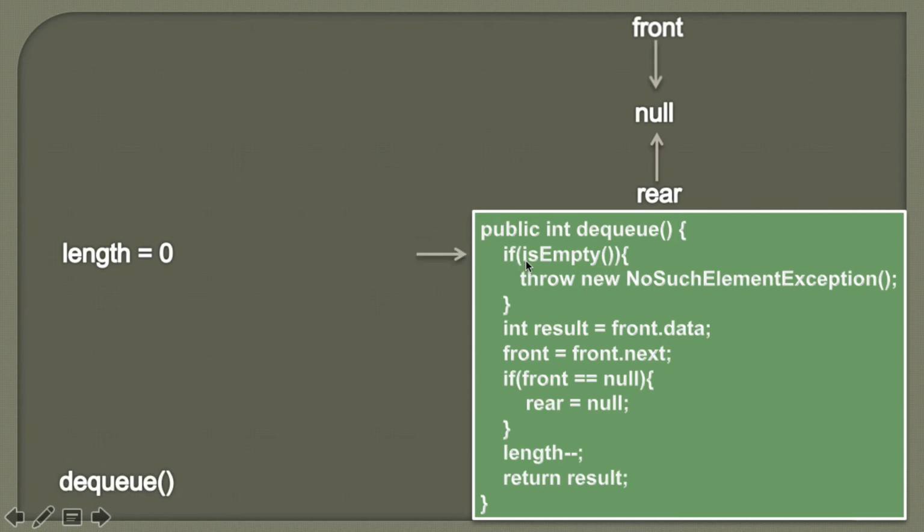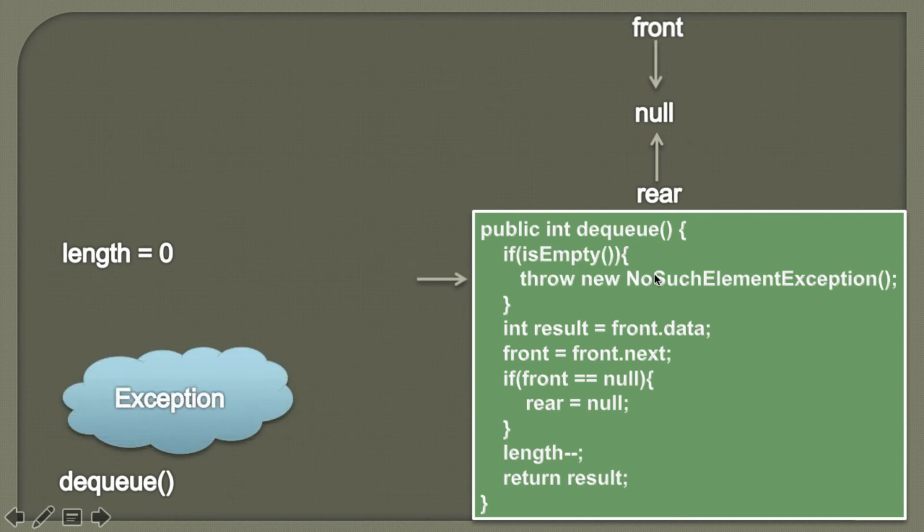So friends, if we again call the dequeue method, then the first step will check whether the queue is empty or not. Here you can see front is pointing to null, rear is pointing to null, and we also know that length is 0, therefore the queue is empty. So there are no elements left to be removed. So the condition in the if block comes out to be true, and we'll simply throw a NoSuchElementException, because there are no elements left to be removed. So friends, in this slide we discussed the demonstration of the dequeue method.